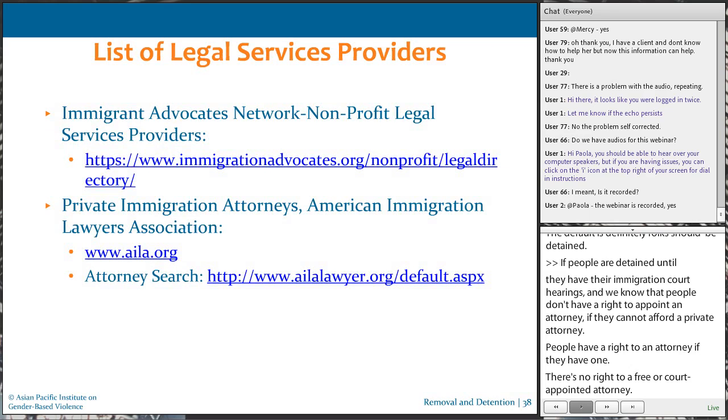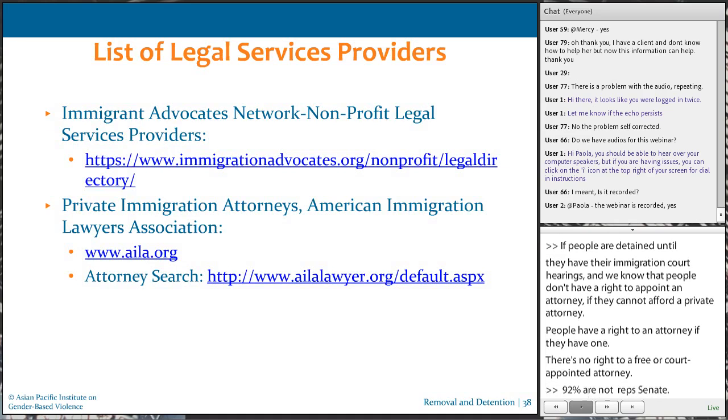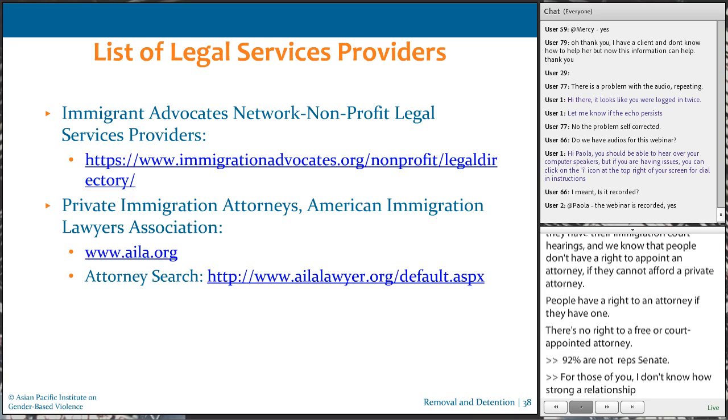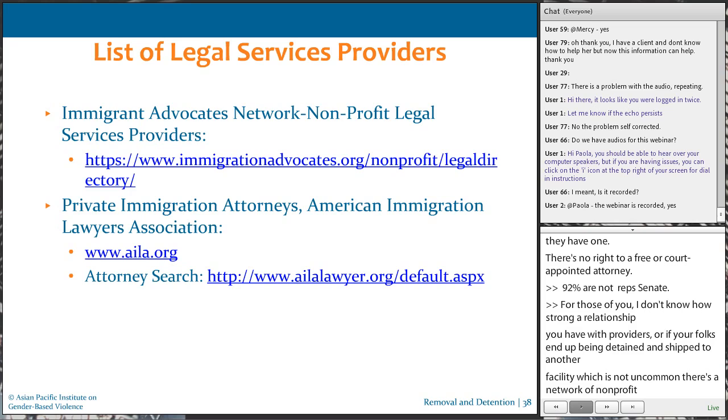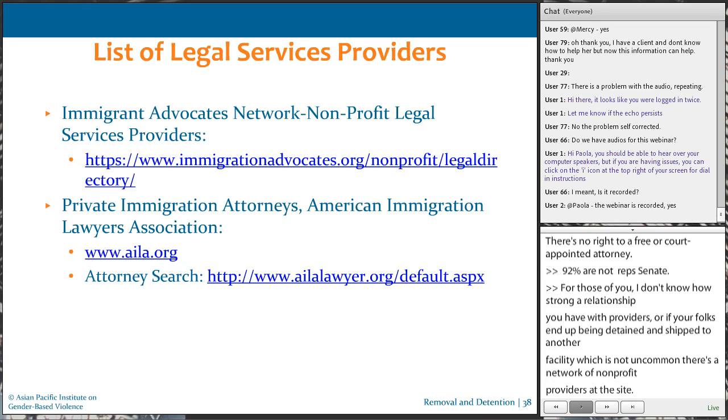For those of you, I don't know how strong your relationships are with your local legal services providers, or if your folks end up being detained and then shipped to another facility across the country, which is not all that uncommon these days, there is a network of nonprofit legal services providers at this website that's provided for you in the slides. And then there are also private immigration attorneys through the American Immigration Lawyers Association. This is their website information.